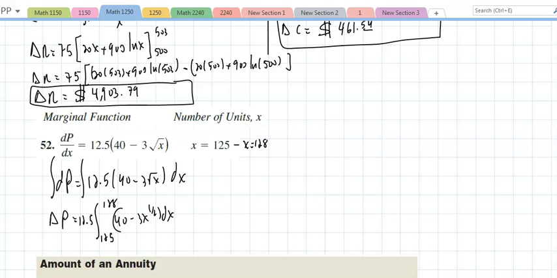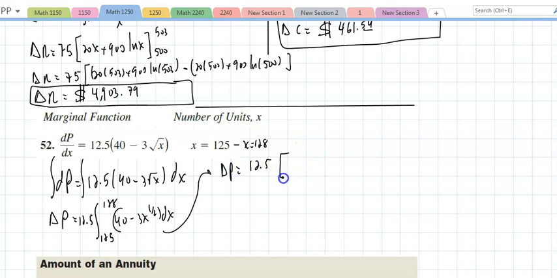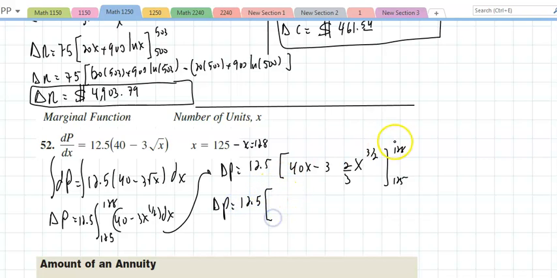You're going to integrate that equation. And the way it works, that's going to be 12.5 times 40x minus, add 1 to the power, divide by that. 1/2 plus 1 is 3/2. Divide by that, 2/3. Evaluated from 125 to 128. The change in profit would be 12.5 times, I throw the 128 in. That would be 40 times 128, minus twice 128 raised to the 3/2.